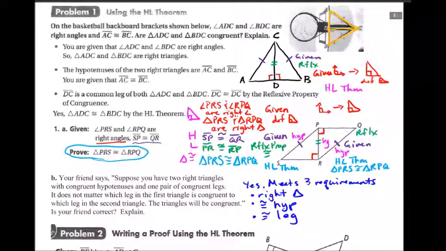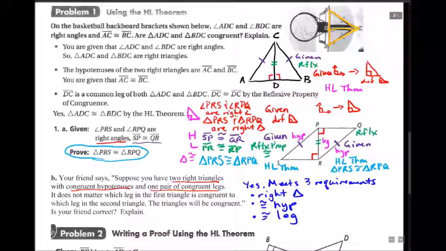So that was a nice little proof there. And part B says, your friend says you have two right triangles with congruent hypotenuses and one pair of congruent legs. Doesn't matter which leg, the triangles will be congruent. Is your friend correct? Yes. You meet the three requirements. They are right triangles, your hypotenuses are congruent, and the legs are congruent. Remember at the very beginning, 4.1, we said you can rotate, flip, or slide these figures. So as long as you have a hypotenuse and one leg in a right triangle, you're good to go.